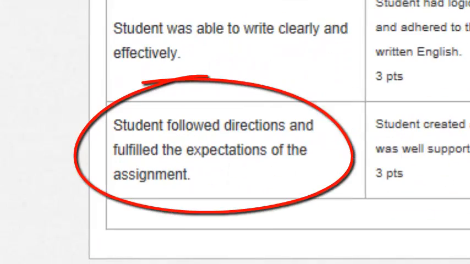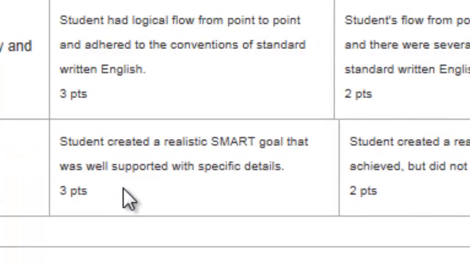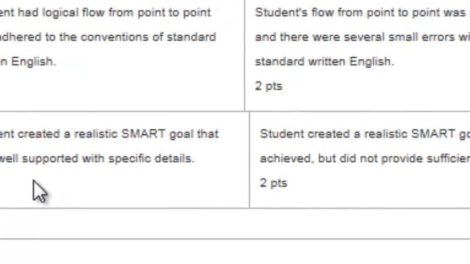All right, let's look at the last criteria. Student followed directions and fulfilled the expectations of the assignment. This is really important. This goes back to the concept that you were able to understand what you were supposed to get out of the assignment and were actually able to do that. So if you were, it says, student created a realistic SMART goal that was well supported with specific details. If you do that, you would receive 3 points.